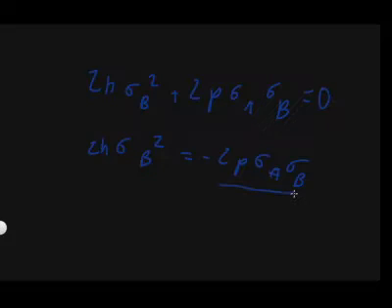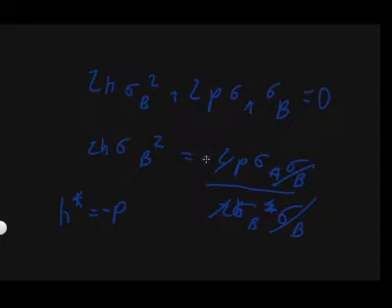We divide this by 2, variance B, and this is volatility B times volatility B. So we have P times volatility A divided by volatility B equaling H. But it's minus P, so you would get this. And this would give us the hedging factor of two assets.